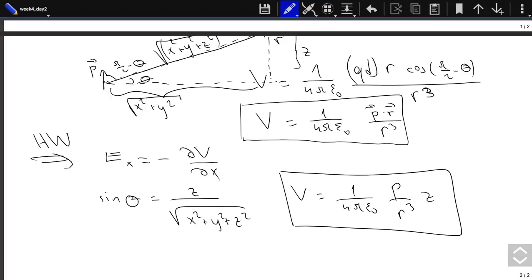Now, any questions? No, R is this one over here, square root of x squared plus y squared plus z squared. That is R. True, true. Exactly the same, just take the derivative. To take the derivative with respect to x and y, this is the only thing that depends on x and y. Well, to take the derivative with respect to z will be a bit more complicated because this depends on z and this also depends on z, but it's just the derivative of a product of functions.